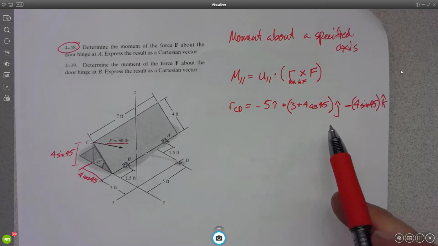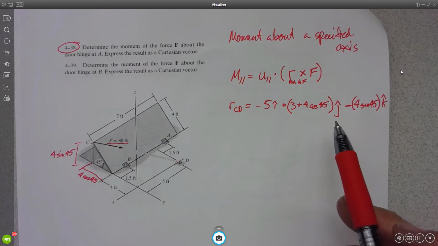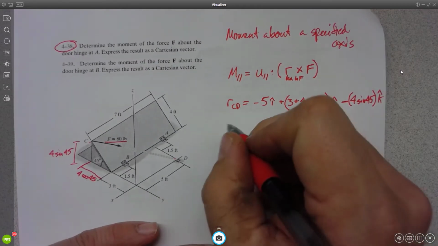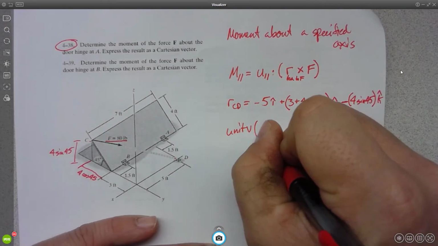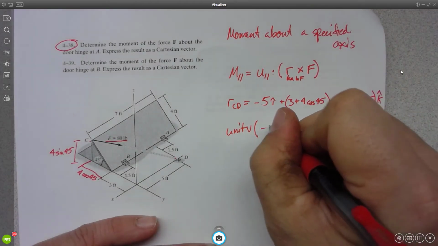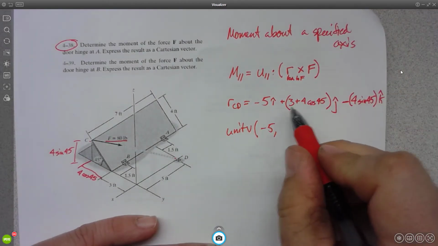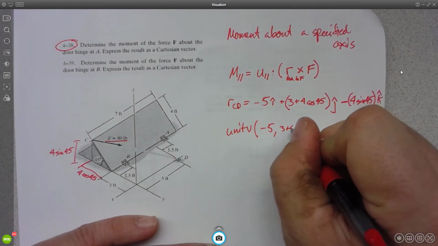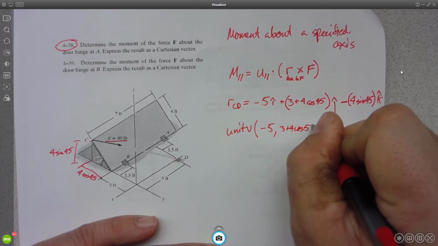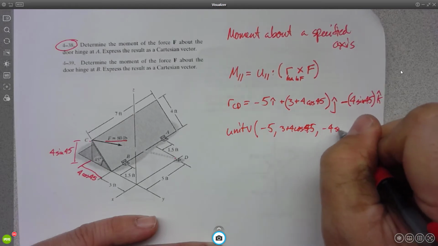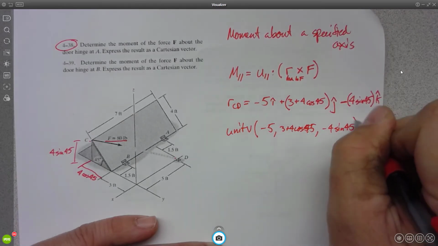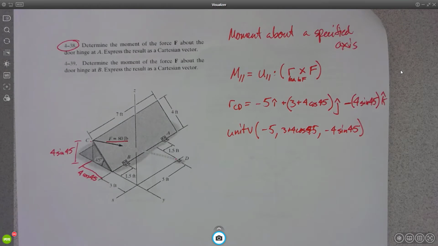Brendan says, I'd find the magnitude and divide by that. That's a totally reasonable approach. How I would recommend you find it is to go into your calculator and type unitV, -5, comma, 3 plus 4 cos 45, comma, -4 sine 45 like that, and it will give you the unit vector.